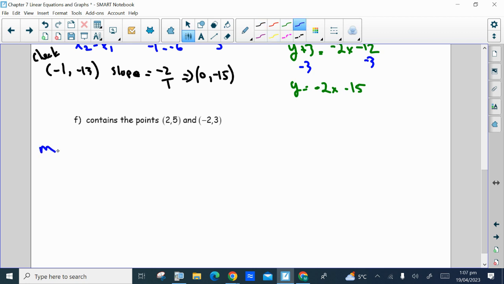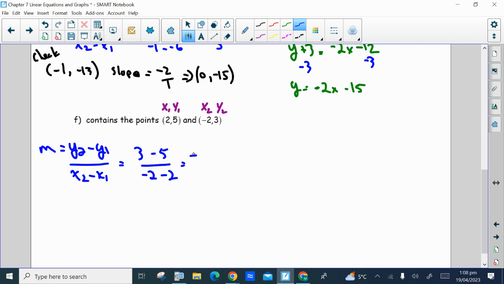Question F, same thing. We'll start this one by using our slope formula to find out what the slope is. So if the first point is (2, 5), that's my x1 and y1. Second point gives me x2 and y2. y2 minus y1 over x2 minus x1. 3 take away 5 is negative 2 over negative 4, which is positive 1/2. There's our slope.